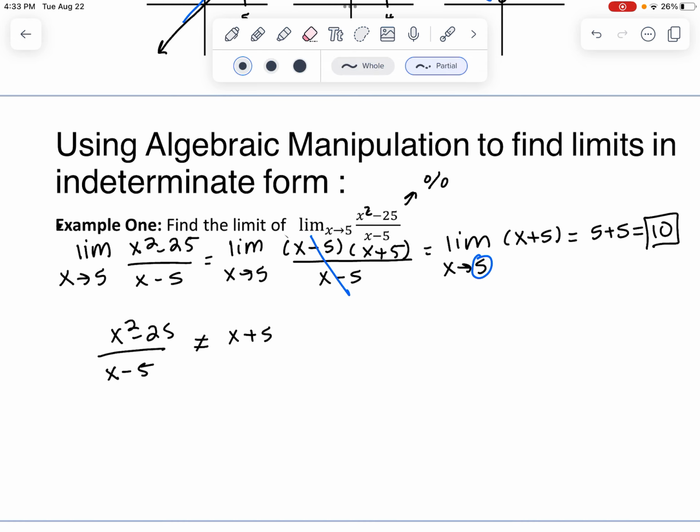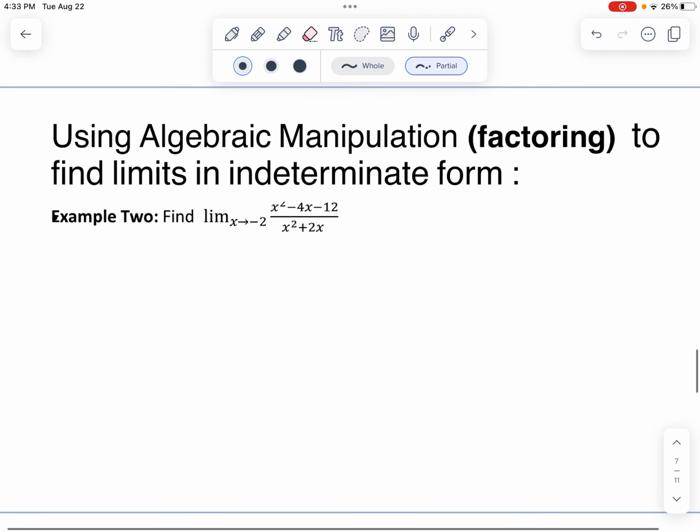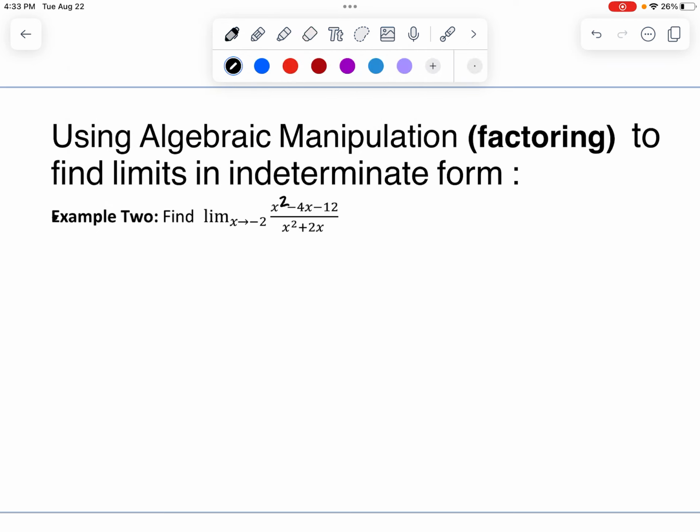So we're going to go on to our next page. This is another factoring problem. The reason I know to factor is because it's a quadratic. That is really what indicates it to me. Or if it was a polynomial, I would think to factor. So for this one, if I were to plug in -2 here, I'm going to work this out real quick. I would get 4 plus 8 minus 12. 4 plus 8 is 12, so 12 minus 12 is 0, and I would get 4 minus 4, and that's 0. So I do get indeterminate form.